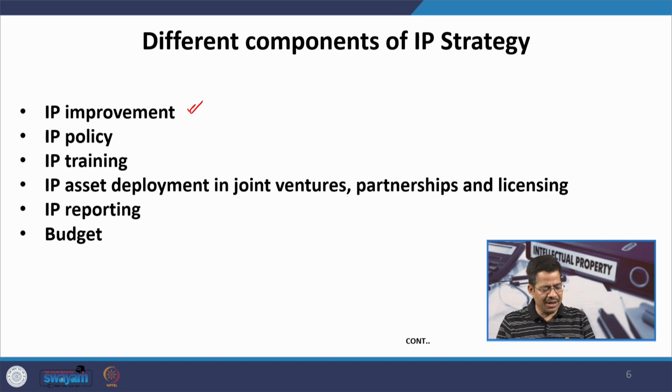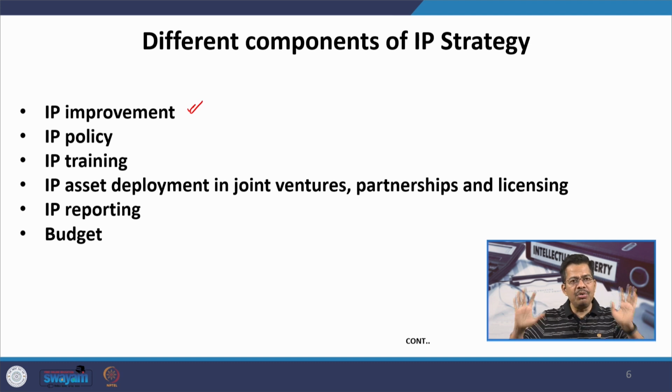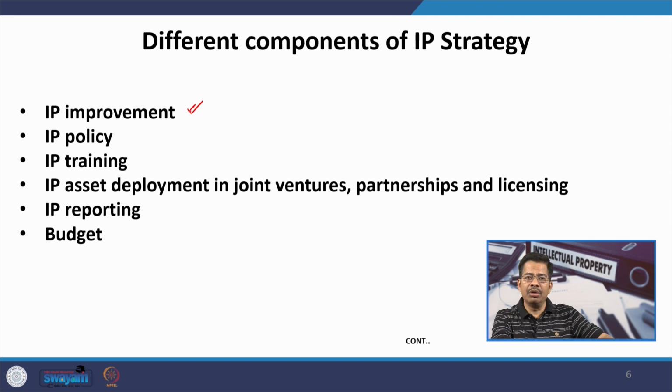Second is IP policy, how the benefits will be shared. When you have an IP portfolio and I am the inventor, and the organization where I am working is owning the IP, how will the benefits be shared between the developer and the owner? Maybe somewhere it is 50/50, in some other cases they say that you are an employee, so no benefit will come to you, and in some other cases 100% benefit may go to the inventor. So, all these things are decided under the IP policy.